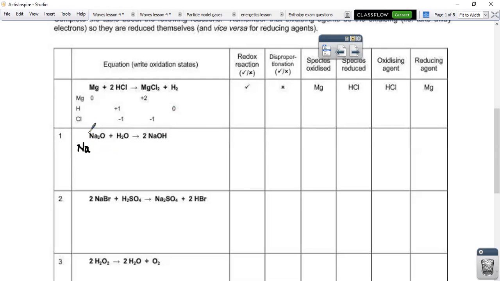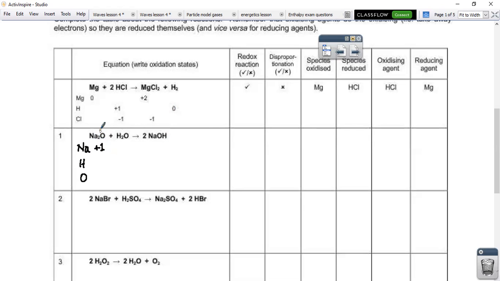So you've got your Na. Well, if we just list what's listed here, we've got Na, and we have got H, and what else do we have? Oxygen. So the oxidation state of the Na on this side is what? 2. Not quite. Oh, wait. Is it +1? Very good. It's in group 1.